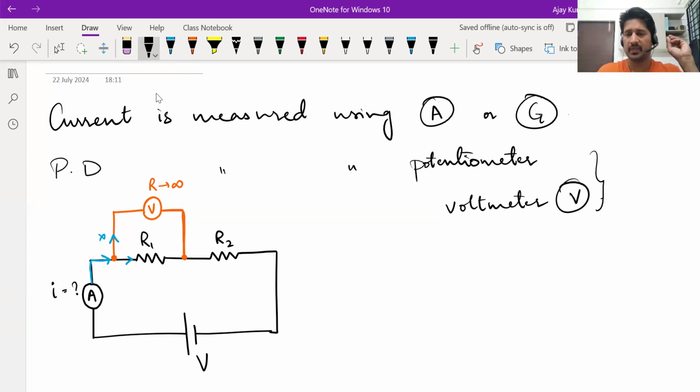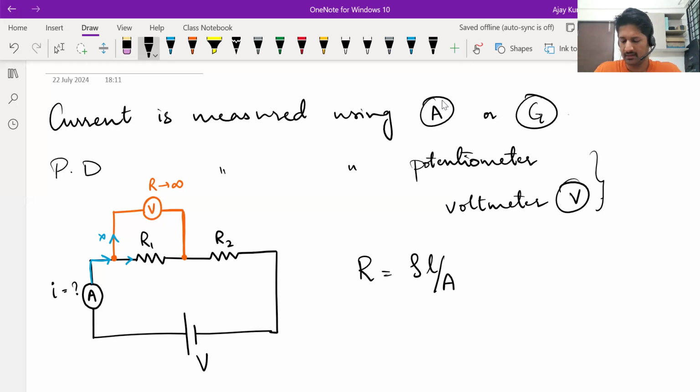Next point. Tell me, how does resistance depend on the length of a conductor? Directly, sir. We know R is equal to rho L by A. If the resistivity rho and area of cross section A are uniform, then resistance is directly proportional to length. Don't simply say resistance is proportional to length. Resistivity and area of cross section should be uniform.